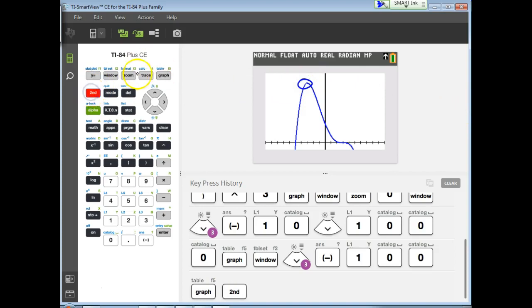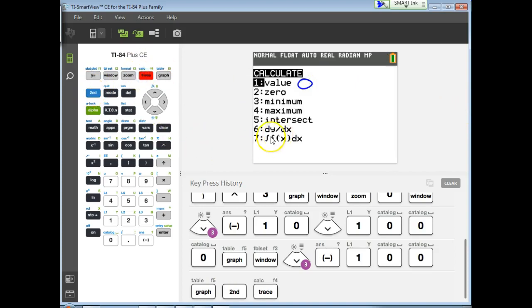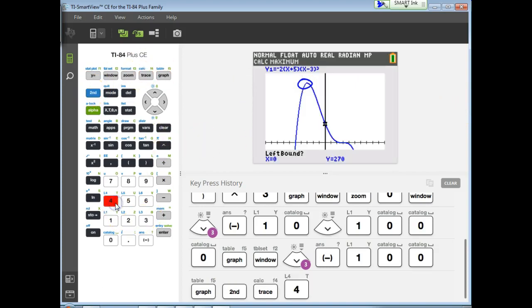So you do that by going to second trace and then going to maximum, number 4. And then when it says left bound, they just need a value that you know is to the left of the maximum. So something before the maximum occurred would be x equals, I'm going to go like negative 5 just to be safe.